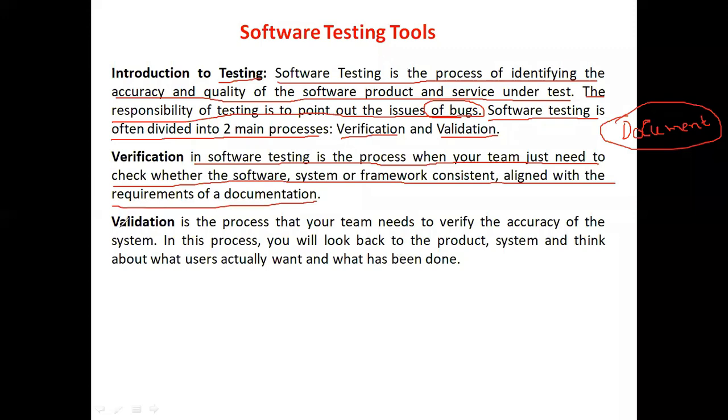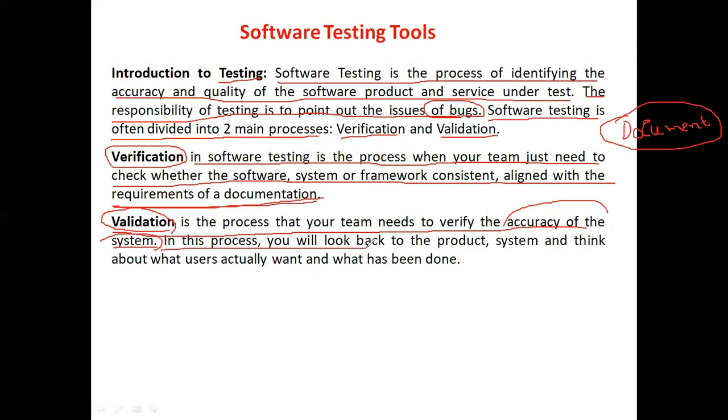The next one, validation. What does validation mean? Validation is the process where your team needs to verify the accuracy of the system. In verification, we check whether the design is aligned with the requirements of the document or not. In validation, we check whether the system you developed is valid or not. So how can we check whether it is valid? You check the accuracy of the system, and based on that accuracy you check whether it is valid or not.